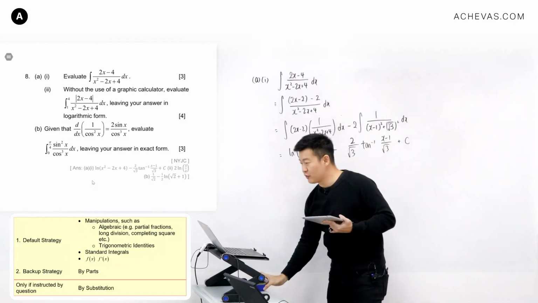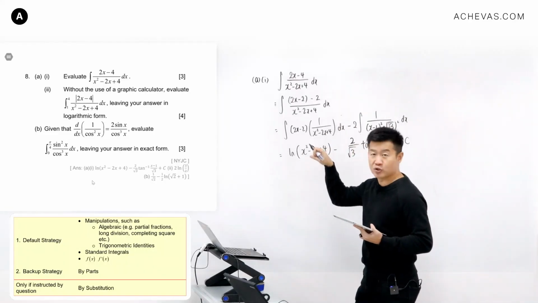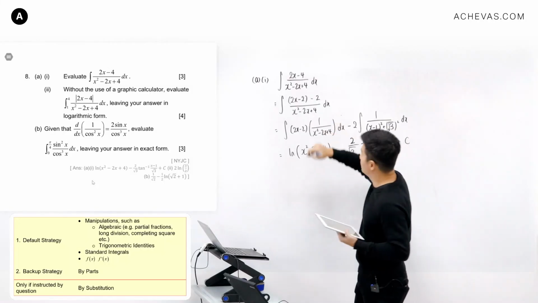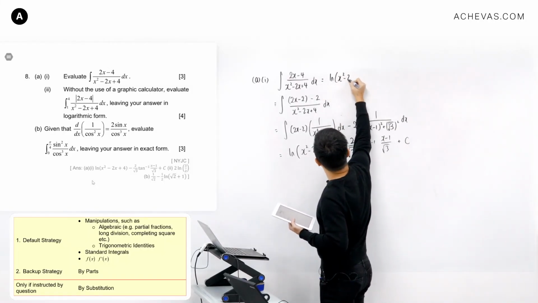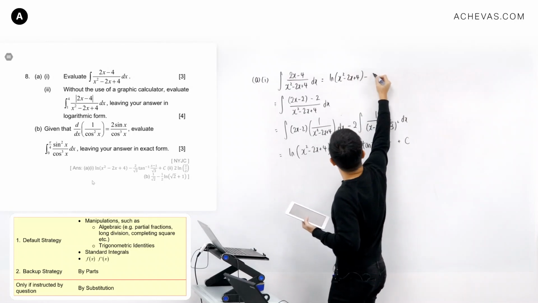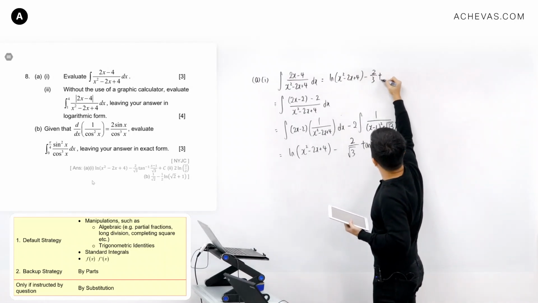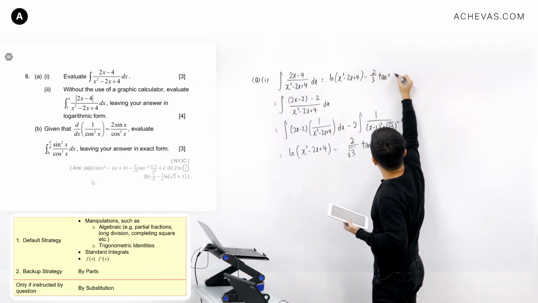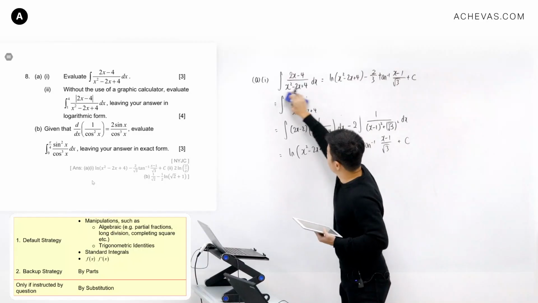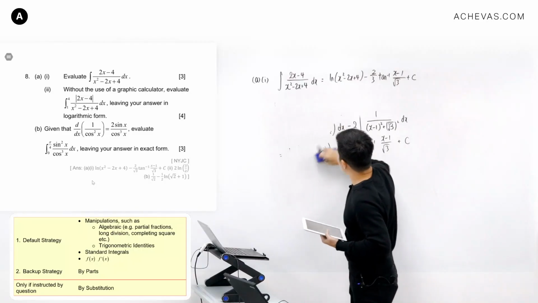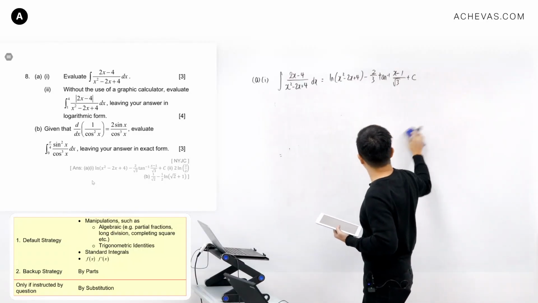I'm going to be making use of part 1 to do part 2, since the expression looks so similar except that there's this extra modulus. So this is equal to ln of x squared minus 2x plus 4 minus 2 over 3 tangent inverse x minus 1 over square root of 3 plus c. And I'm going to make use of this result to integrate part 2, which comes with a modulus.